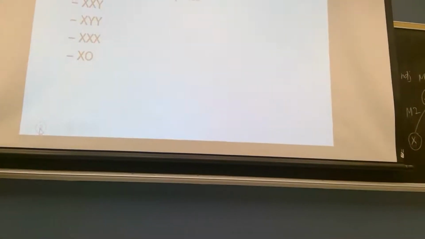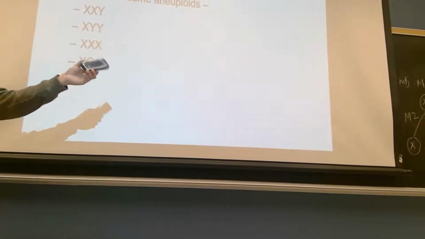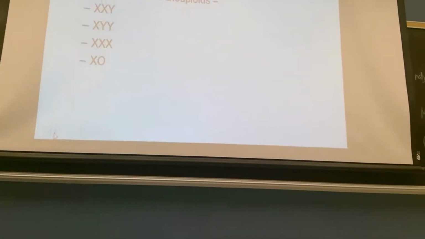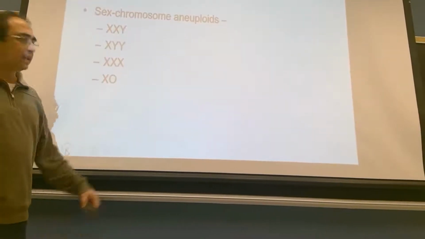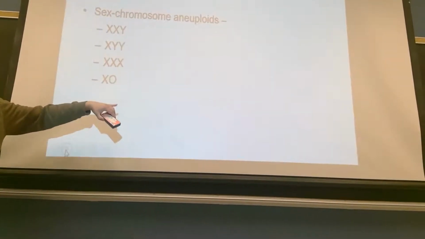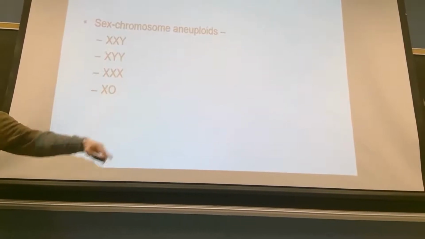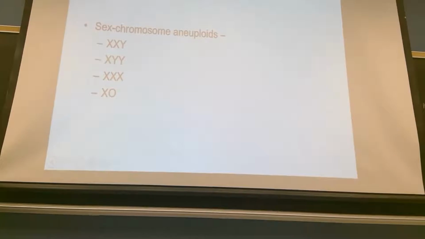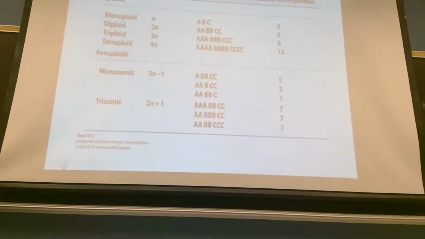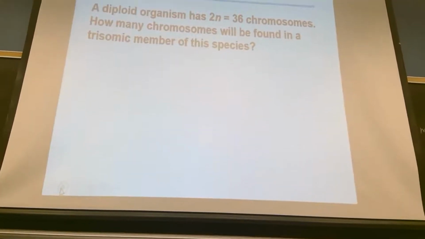XXX: one parent has non-disjunction, having 2 X gametes, and the other parent has only a single X gamete, then we can find XXX condition. And X0: a normal gamete X fuses with the null gamete, that is the X0 condition. There are a couple of examples here.